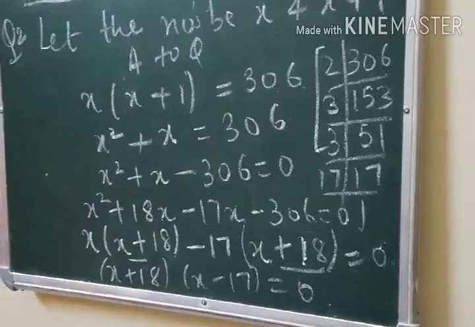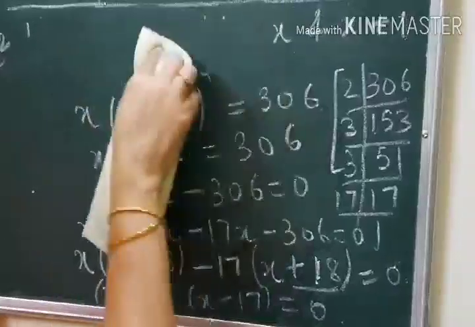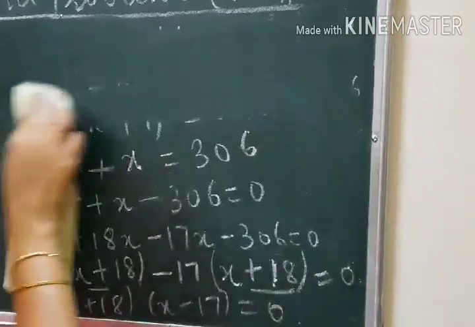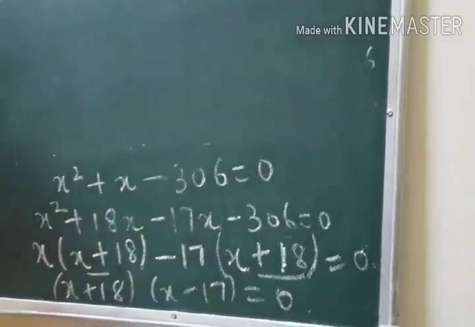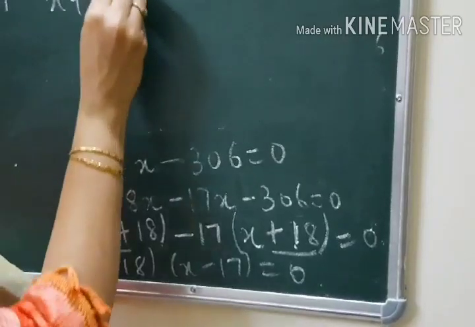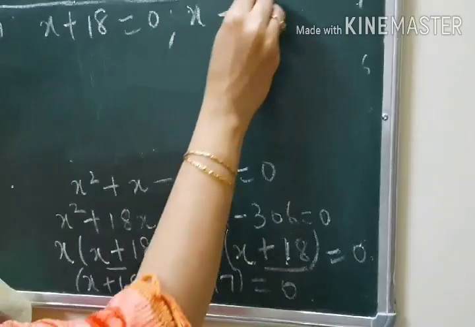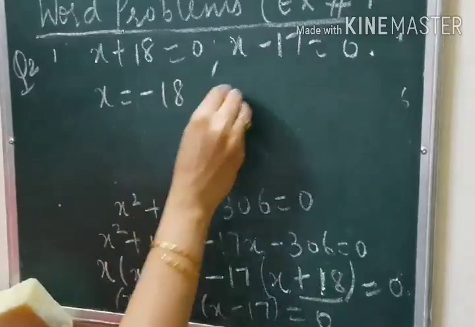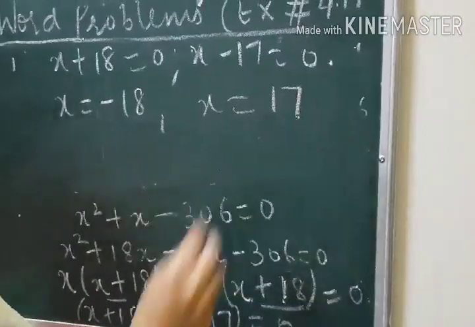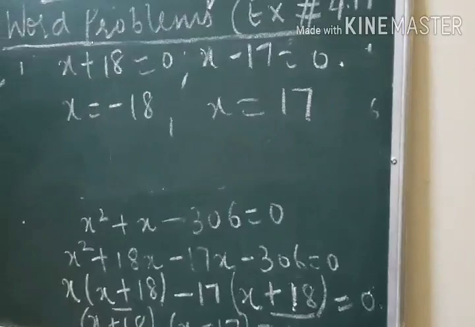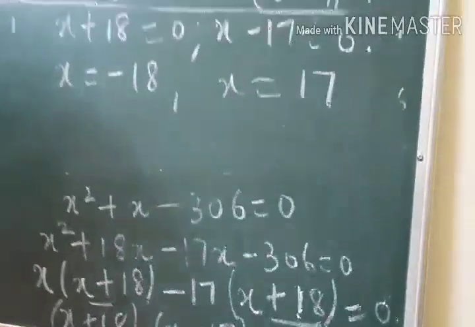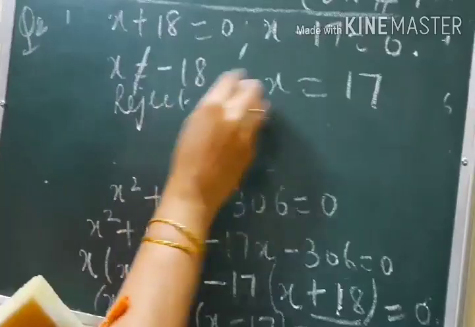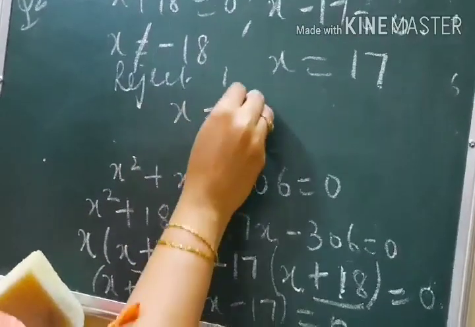Now put both the brackets equal to 0. So x plus 18 is equal to 0 and x minus 17 is equal to 0. X is minus 18 and x is 17. Now again in this case we had to take positive consecutive integers. So this is not positive, reject this case. And we will be accepting this case, that means x is 17.